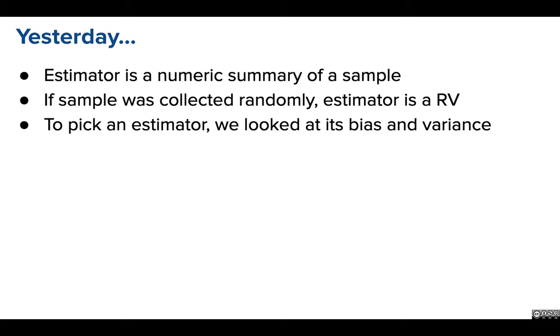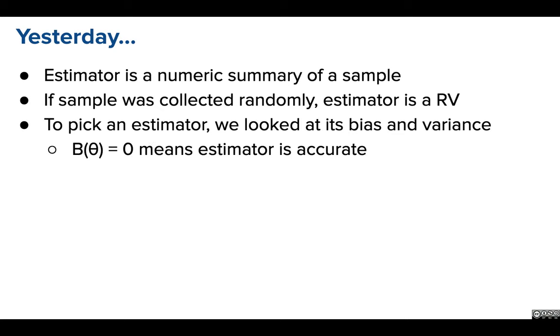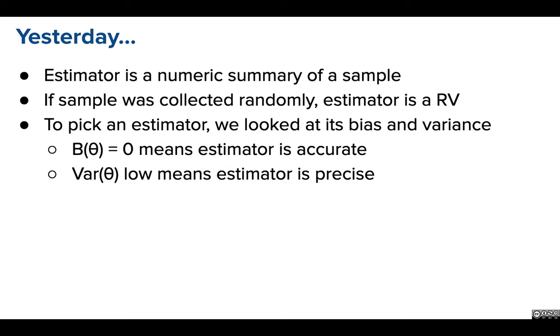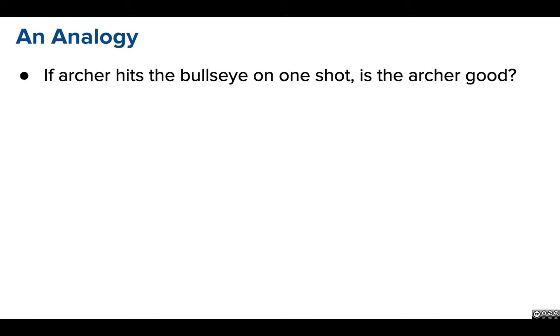And we talked about looking at the bias and variance of an estimator. We saw that if the bias of the estimator is 0, then the estimator is accurate, which means that it will get the right value on average. It'll get the population parameter that we're interested in. If the variance of an estimator is low, that means that the estimator is precise. Precise means that most of the time the estimator will get values that won't deviate too much from its average. I have here an analogy to try to help you understand.